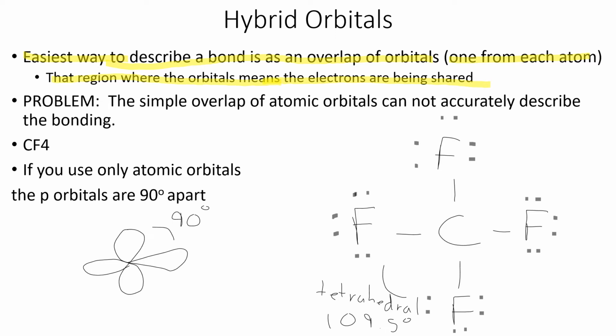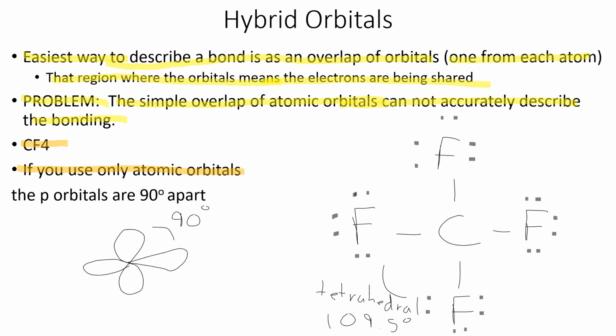There's a little bit of a problem with this way of describing bonding, though. The simple overlap of atomic orbitals cannot accurately describe the bonding that's occurring within these molecules. We can use a molecule we've already dealt with in writing Lewis structures and talking about VSEPR, and that molecule would be CF4. If we only try to describe the bonding in CF4 using atomic orbitals, we're going to have a serious problem.